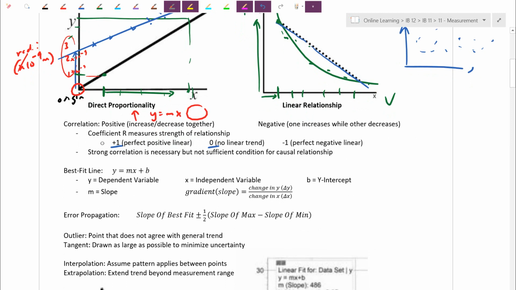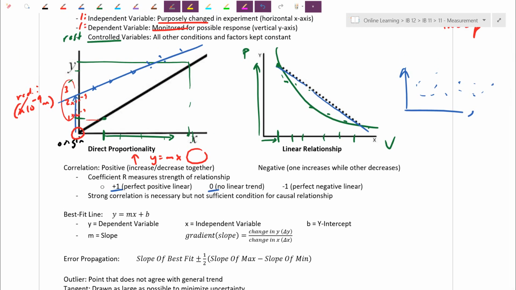A strong correlation is necessary, but it's not sufficient for causation. So you say correlation doesn't always mean causation. Basically, if I see a trend, if I increase volume, the mass increases. It doesn't necessarily mean volume actually causes the mass to increase. In this case here, it does, but all we can say so far is just a relationship. When one gets big, the other gets big. For the actual causation, you may need to look at different things.